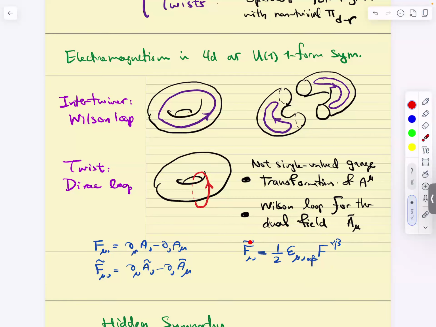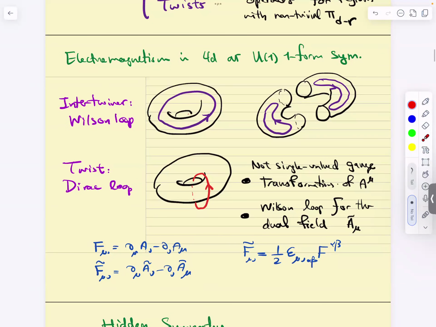So this is F tilde. This is also a two-form. It's easy to see that this is totally antisymmetric because this guy is totally antisymmetric and has two indices, so it's a two-form. And this could also be viewed as D of some one-form, which is the dual gauge field. So if you take the dual gauge field integrated around this, it's an equivalent description of the so-called Dirac loop.